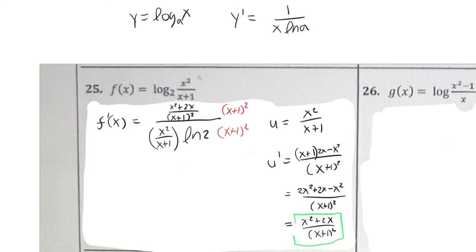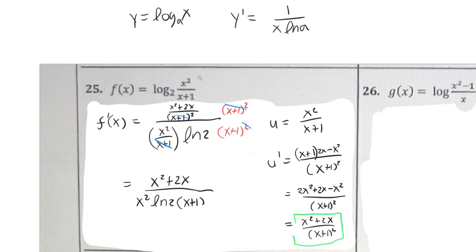In doing so, these will cancel entirely, and this x plus 1 entirely will cancel, leaving only one single x plus 1 up top. So we're sort of flattening out the numerator and denominator. So the numerator becomes x squared plus 2x, and then the denominator would be x squared times ln of 2 times x plus 1. So that's definitely one way of going about it.